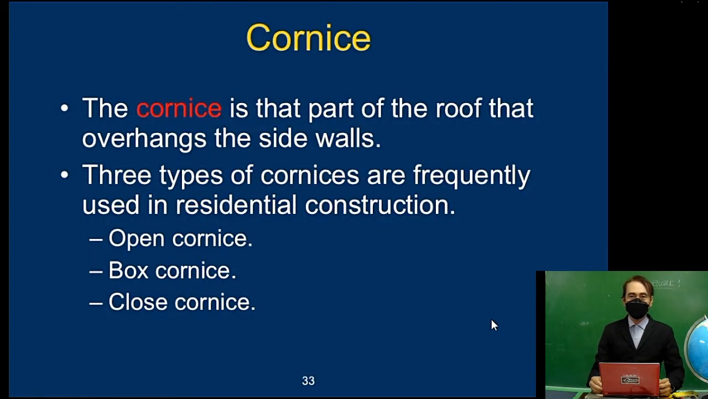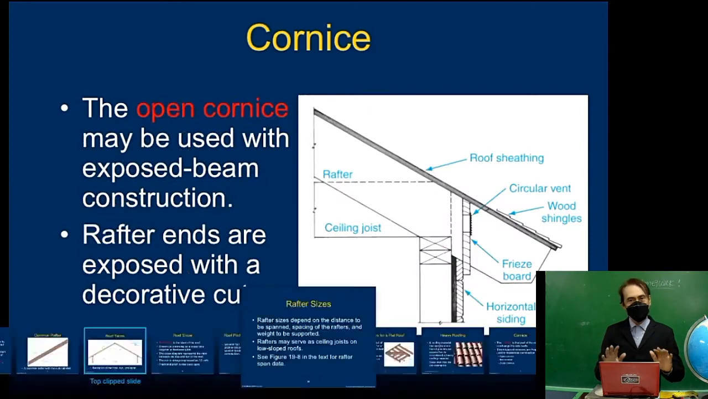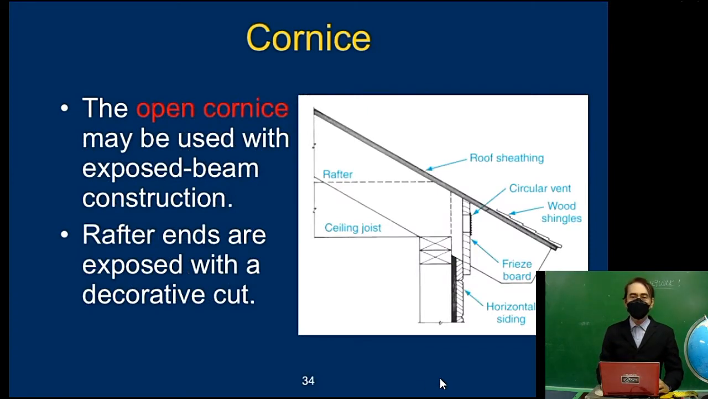Cornice is the part of the roof that overhangs the side walls. Three types of cornices are frequently used in residential construction: open cornice, box cornice, and closed cornice. So here is an open cornice. This is the cornice, open. Maybe used with exposed beam. Rafter ends are exposed with decorative cut.